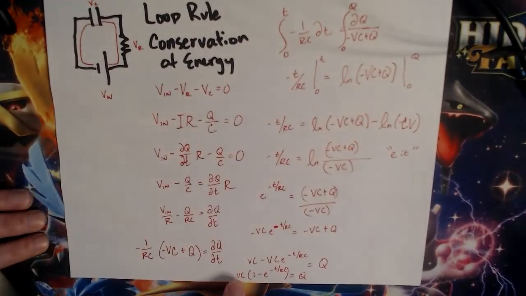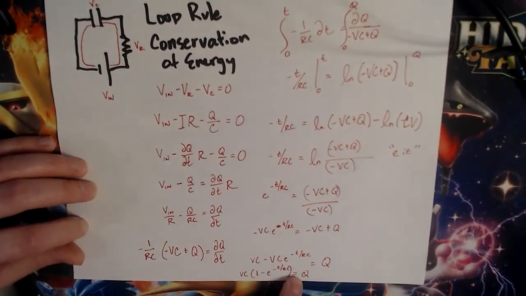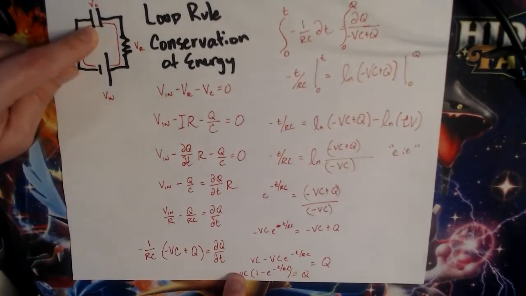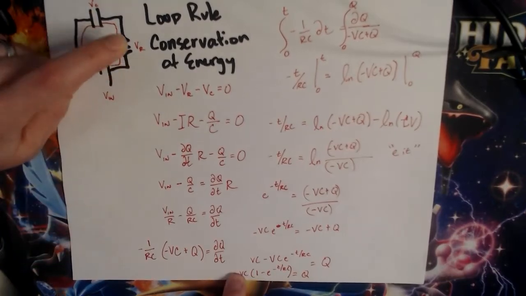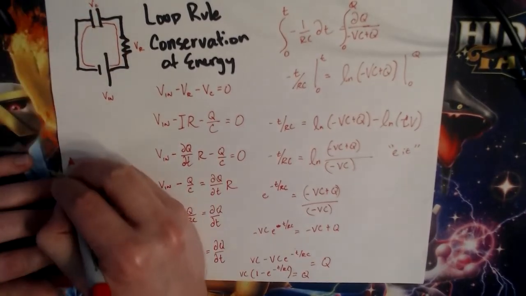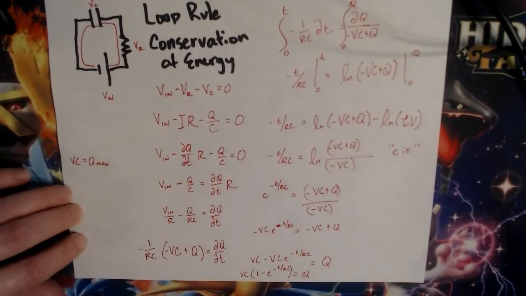One thing you might want to be aware of is that this VC would be equal to Q max. That would be the total amount of charge that we could put on it, because once this is full, it's going to have all of the voltage. There will be no voltage here, which means there's no current there because all the voltage is here. Its capacitance is constant. So we want to be able to say that VC would be equal to Q max, which I think is important to think about.